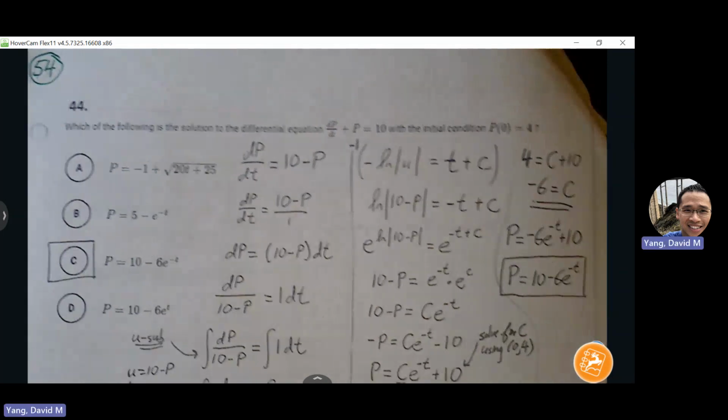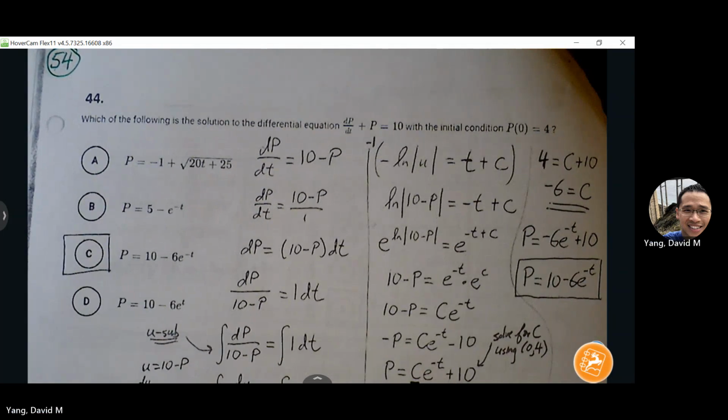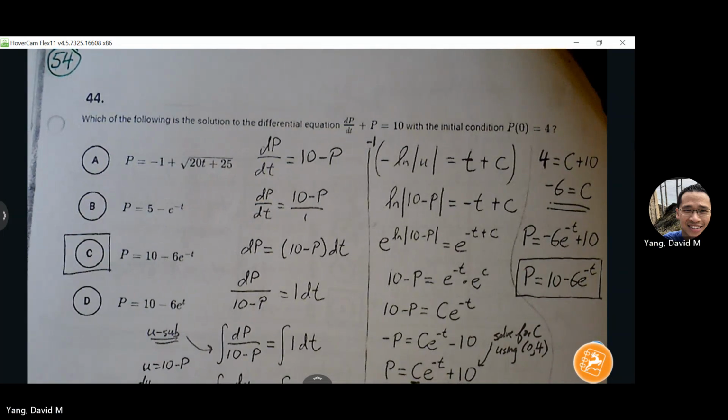Page 54, number 44. Here, you may be seeing some variables that you don't recognize, but just understand: if you see a variable that seems strange, that's your Y variable. And usually, if it's a strange variable, it's always paired with time. So T is your X, here P is your Y.